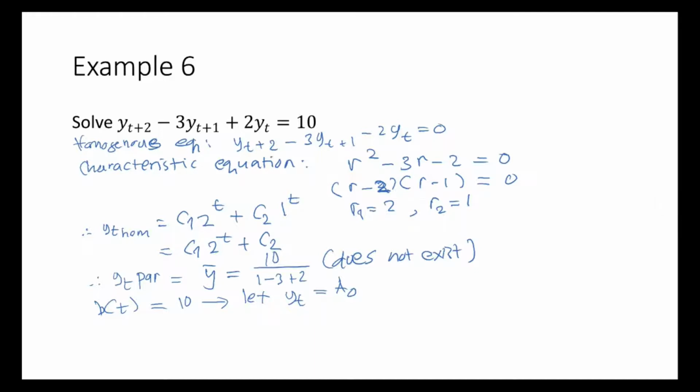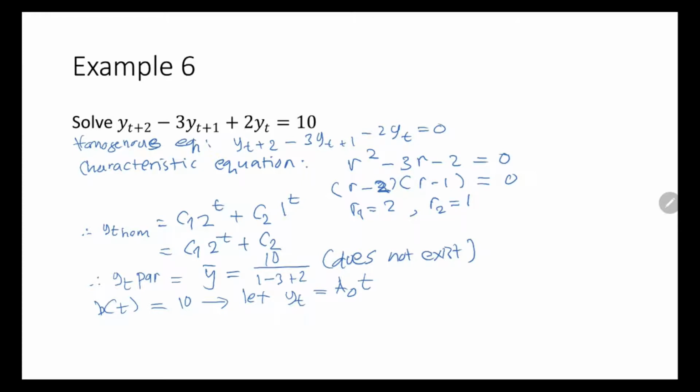But now we have a problem here. What is the problem? If we add the homogeneous solution and the particular solution, we will get c1 2 to the power of t plus c2 plus A0. So c2 and A0 are very similar, they are just constants, so of course we cannot use that. If we cannot use that, we have to multiply with t. We can have different terms in the solution: first we have 2 to the power of t, we have a constant, and we cannot have another constant. So we have to multiply this with t.